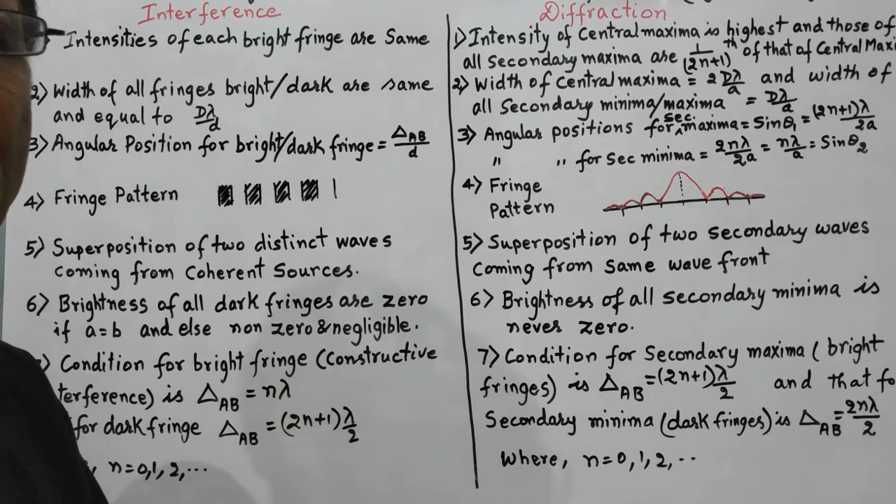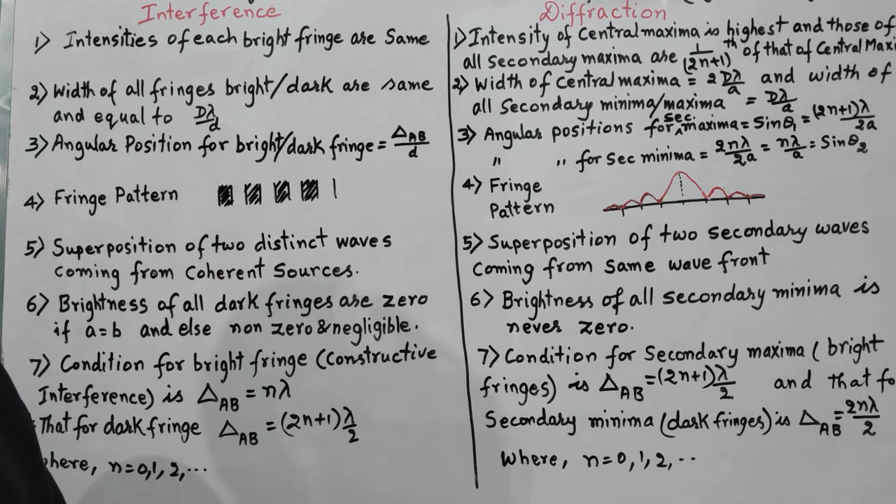If you remember, when we calculated the intensity, we divided the whole wavefront AB into 3 parts, and out of those 3, 2 were cancelling each other and only the third one was surviving. So 1/3 of the intensity will be received in the case of the first secondary maxima, while in the next secondary maxima we will have 1/5 of that of the central maxima, and so on.